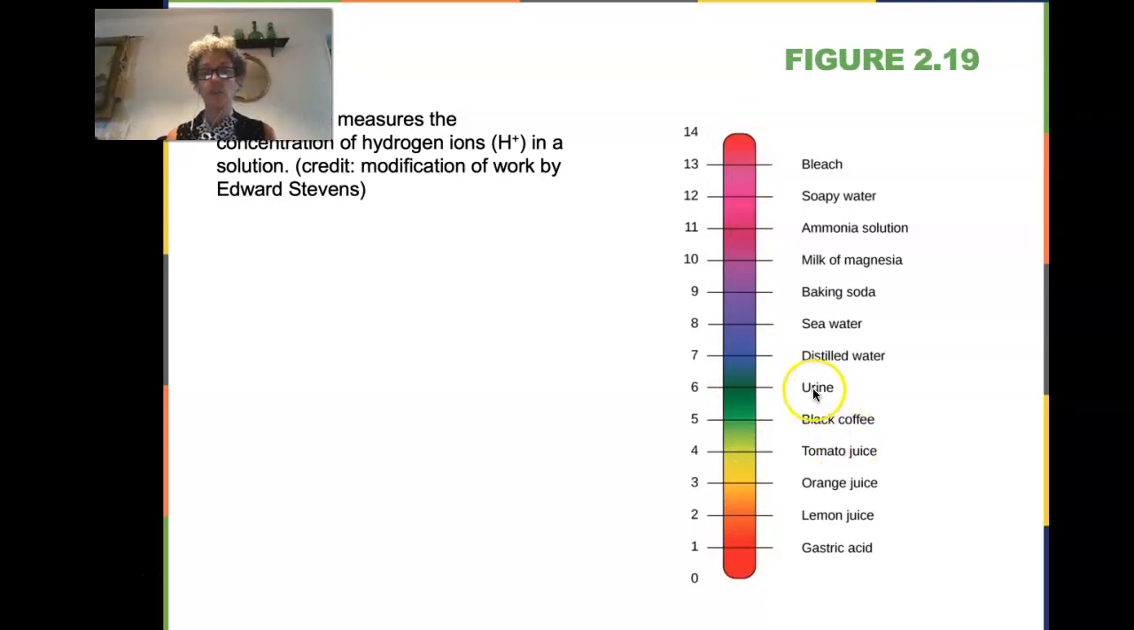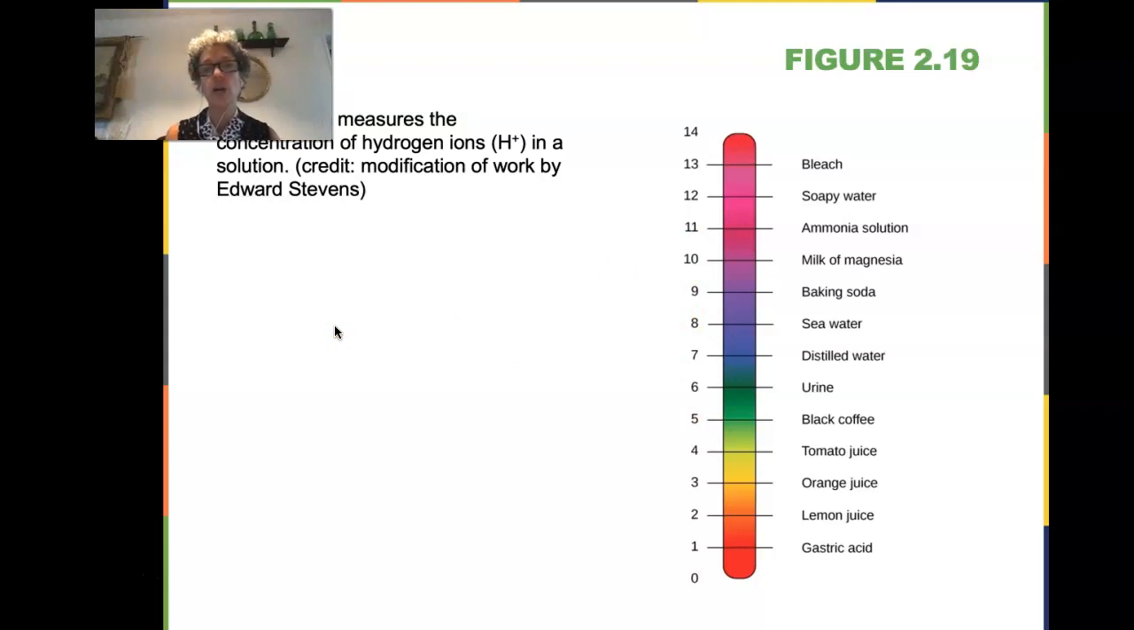And so urine should be somewhat acidic. Coffee, tomato juice, all the way down to your stomach acid, and things that are alkaline, seawater, baking soda. What isn't on here? Blood. Your blood is a pH of about 7.4. It is not neutral. And it has to do with calculating the concentration of hydrogen ions.